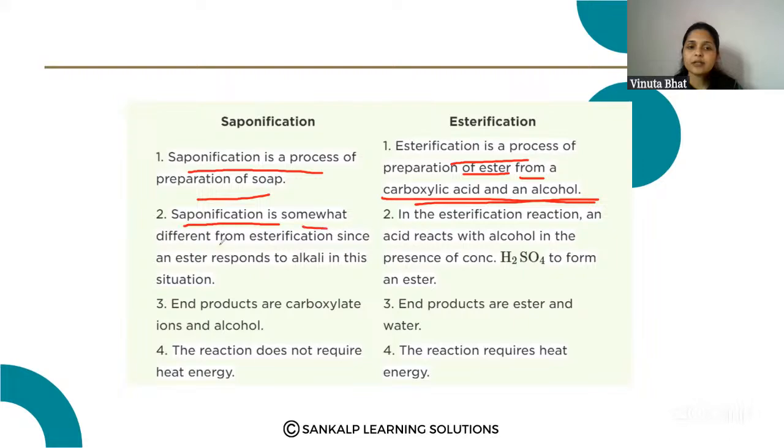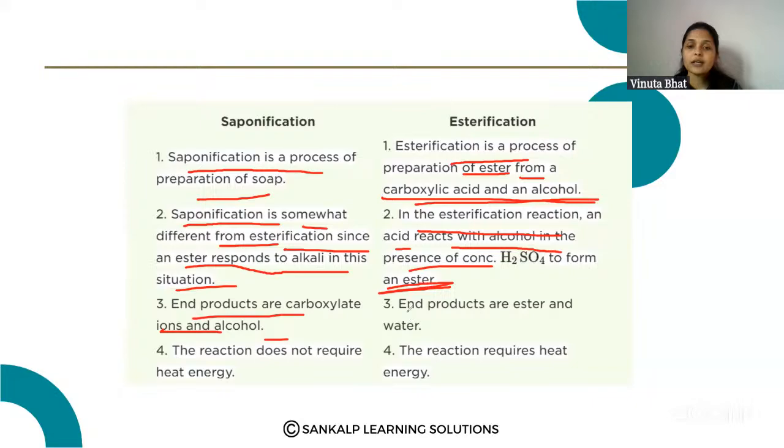Saponification is somewhat different from esterification, since an ester reacts with alkali in this situation. In the esterification reaction, an acid reacts with alcohol in the presence of concentrated H2SO4 to form an ester. In saponification, end products are carboxylate ions and alcohol. In esterification, end products are ester and water. Saponification does not require heat energy, whereas esterification requires heat energy. Please note down the differences between saponification and esterification.